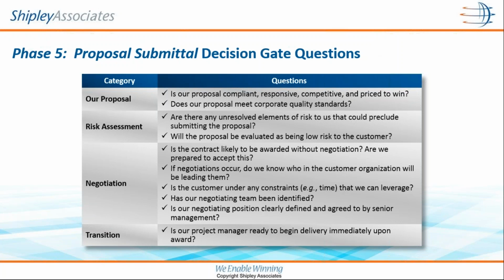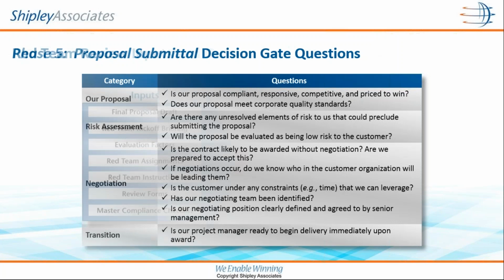Have we assessed risk? Are there any unresolved areas of risk that we haven't considered before we hit that submit button? Are we ready to negotiate? Are there some constraints we ought to be thinking about? Who's going to negotiate if we're given the award or notice of award? Is our project or program manager ready to roll immediately upon award? So these are those final questions before submittal that we need to be thinking about.